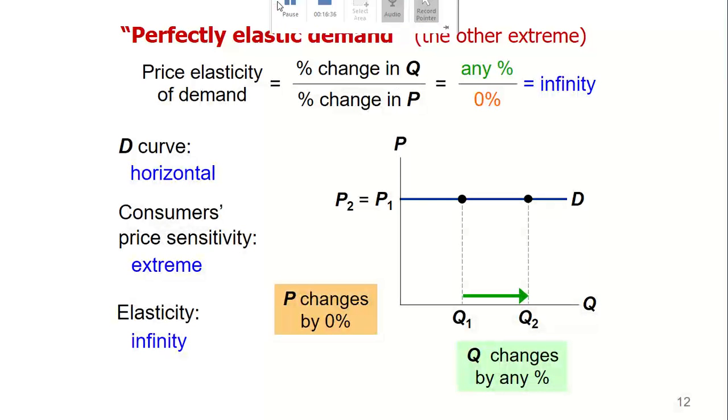Next is perfectly elastic demand, the other extreme. A demand curve that is horizontal, this one. Consumer price elasticity is extreme. Elasticity is, you can say, infinity. Price changes by 0% and quantity changes by any percent. Extreme price sensitivity means the tiniest increase causes demand to fall. Here you can say quantity changes by any percent.